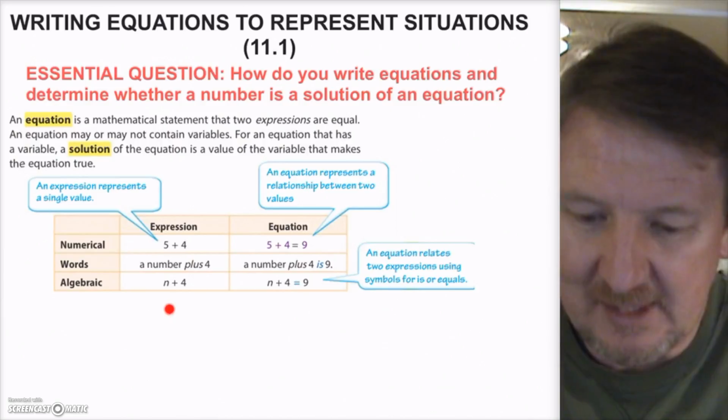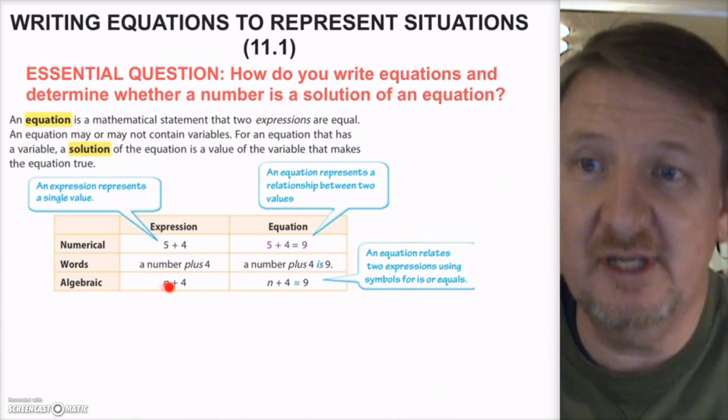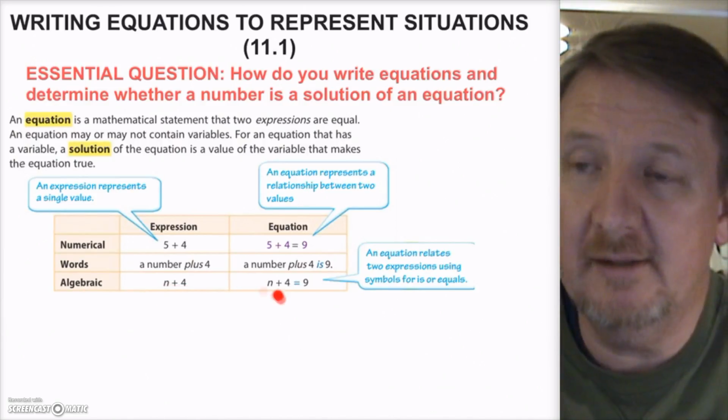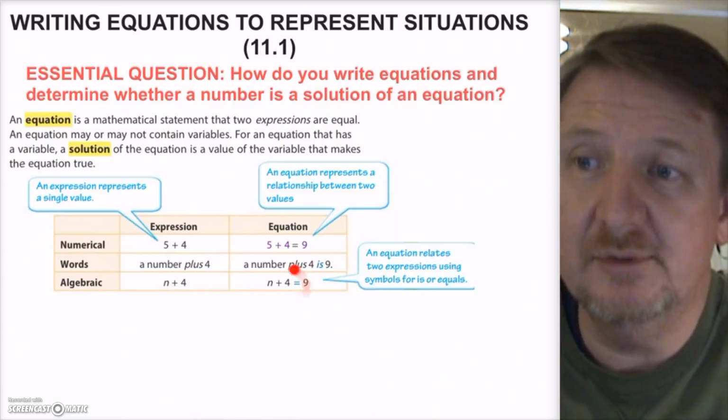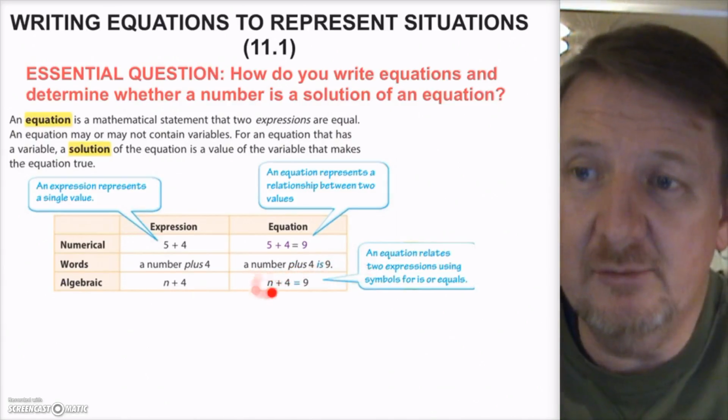So here, an algebraic expression, n plus 4. All right, n plus 4 equals 9. So the value that makes this statement true is whatever n equals, and we know that n equals 9.